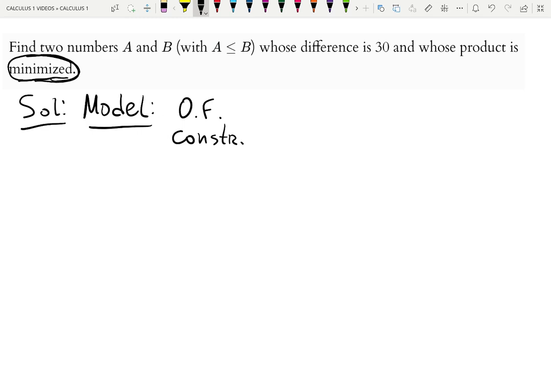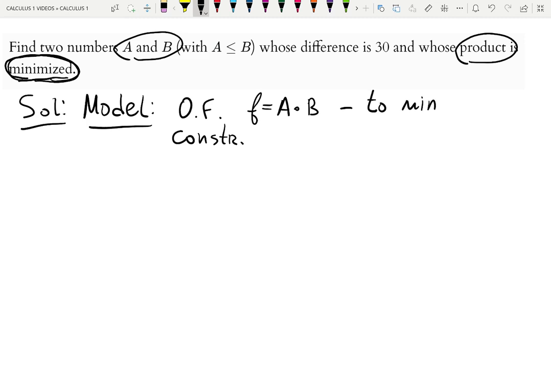Well, since the function we want to minimize is the product of a and b, then let's write it down. A times b is the product we need to minimize. You can call it f if you want. You can call it p as product. I'll call it f. Well, I know that this should be minimized.